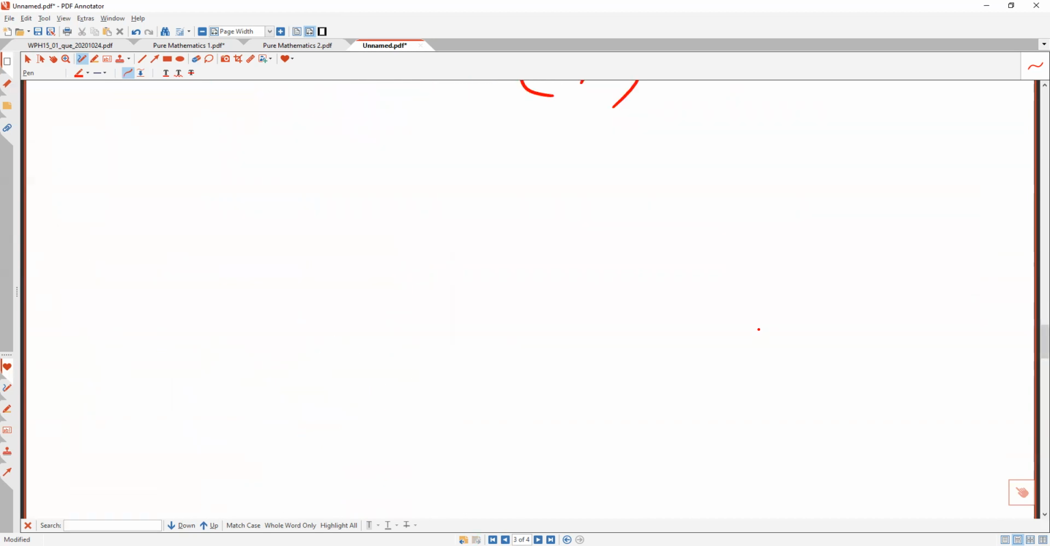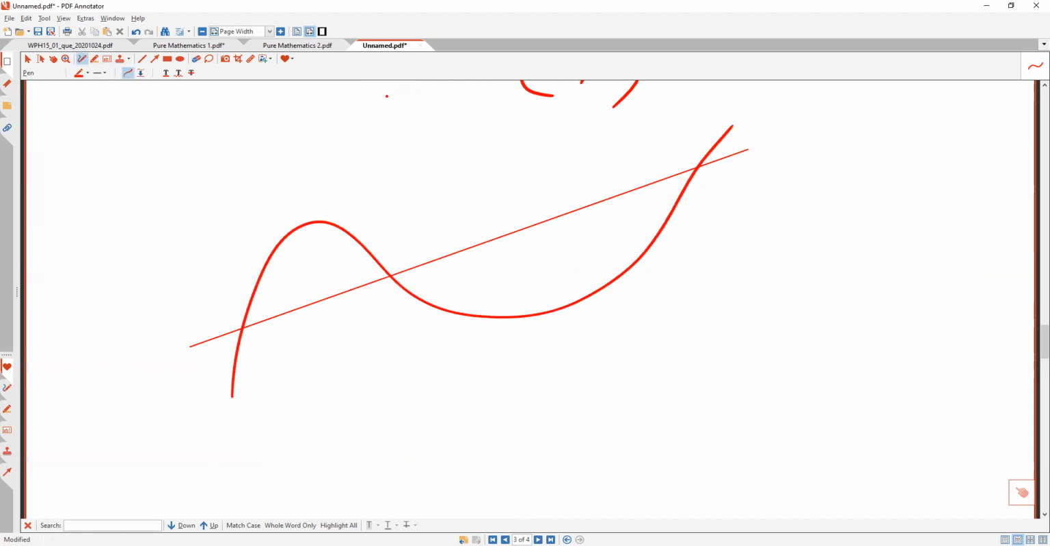Please remember this, and I think I have already mentioned it in some other videos as well: the gradient of a straight line is constant. It does not change. But the gradient of a curve, for example something like this, varies from point to point. Remember this. It's never constant in a curve, because if it is constant, it becomes a straight line. This is something you should know.